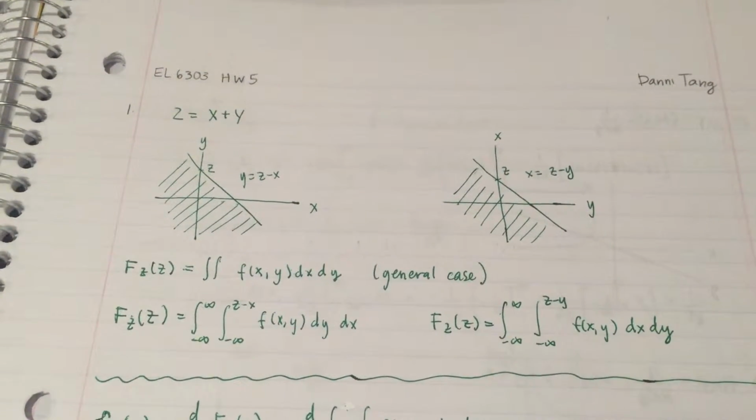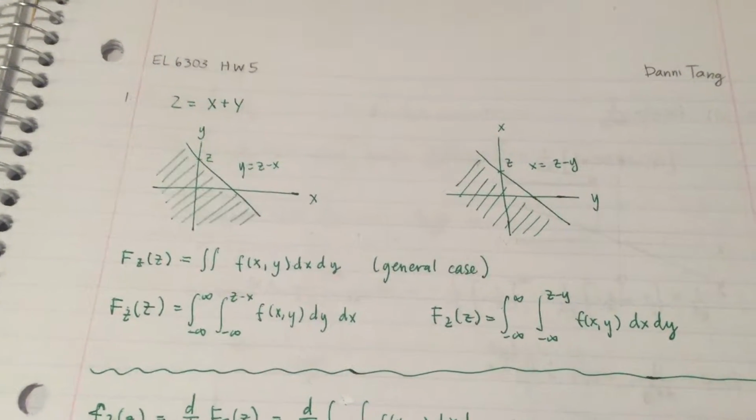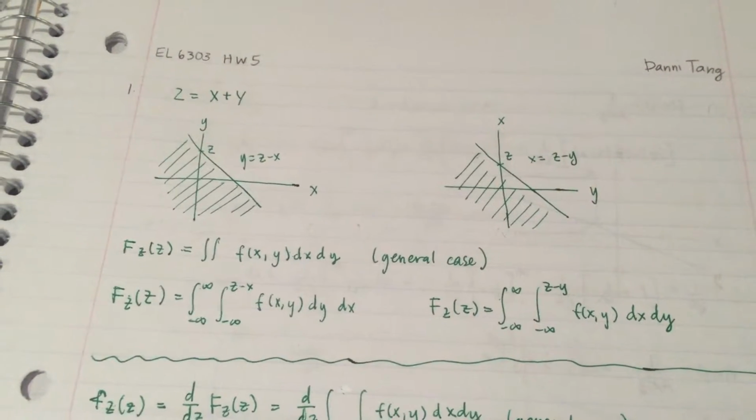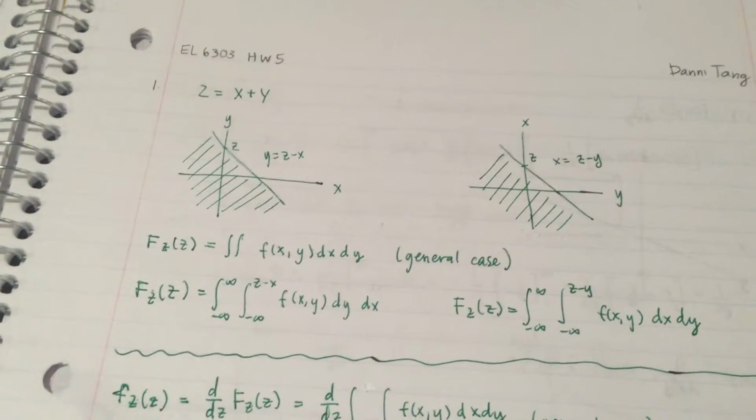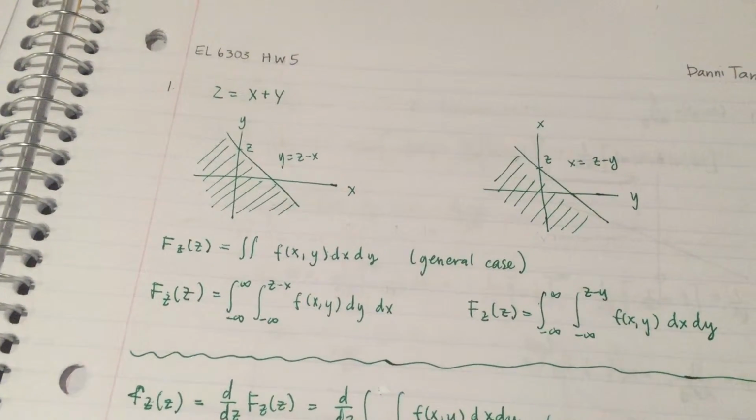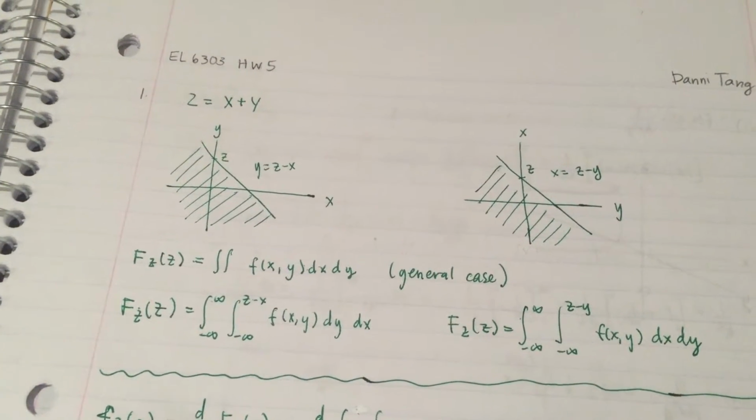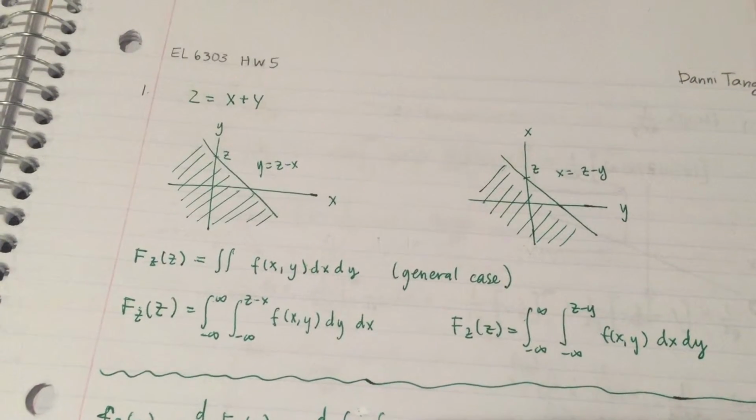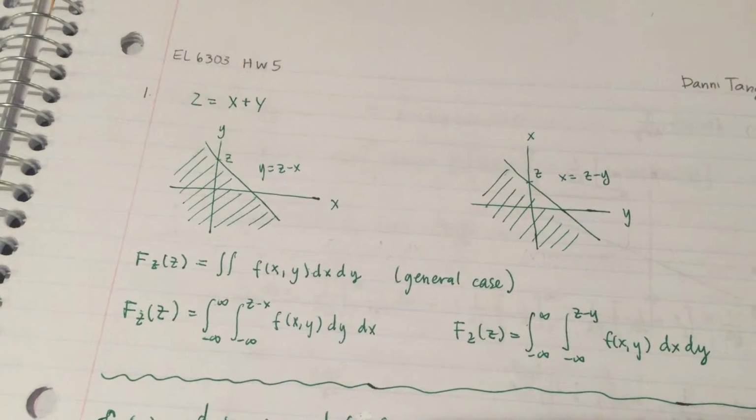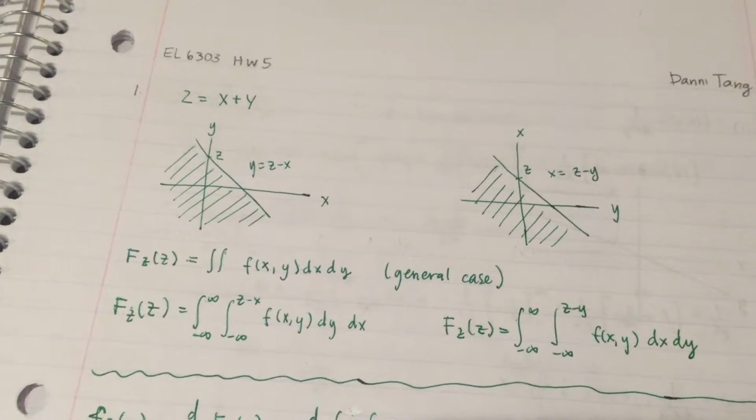Danny doing the probability homework 5 problem 1, and problem 1 just wants you to show that when you find the distribution and probability density, it doesn't matter which integral you do first, because you'll get the same answer.